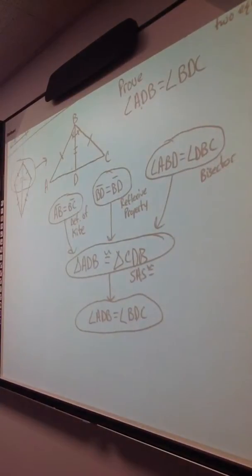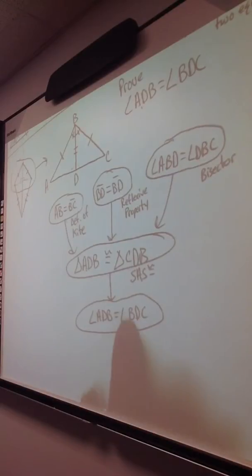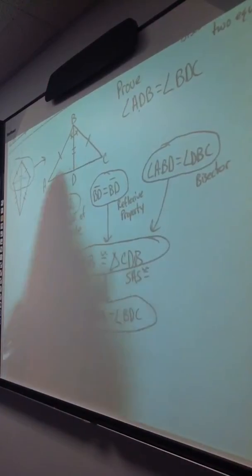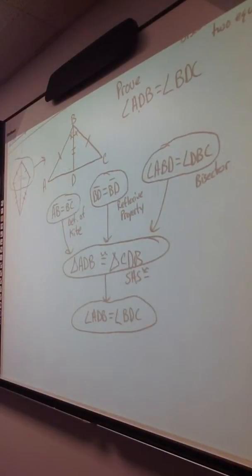How do I know that? Someone want to tell me in their own words? How do I know that those two angles are equal? I already said it. I just want someone else to spit it back out. The bisector? Because what? Triangles are congruent. The triangles are congruent, so what?